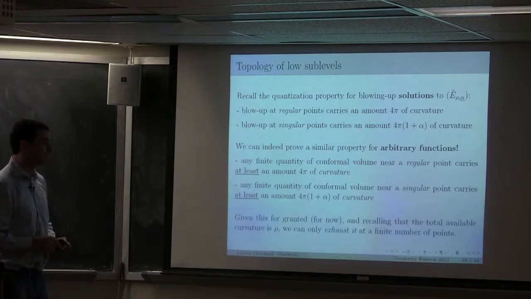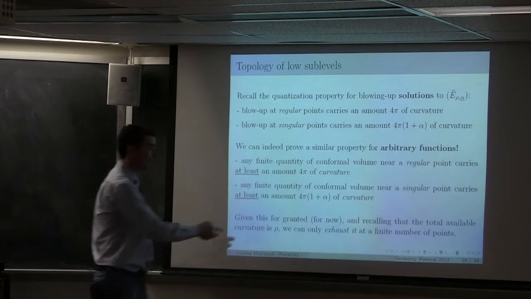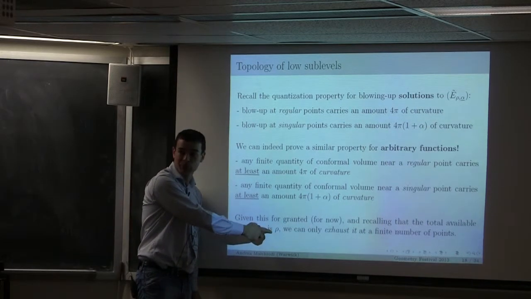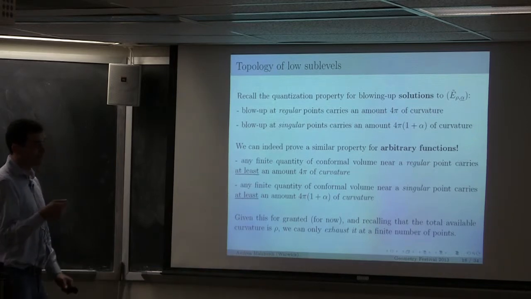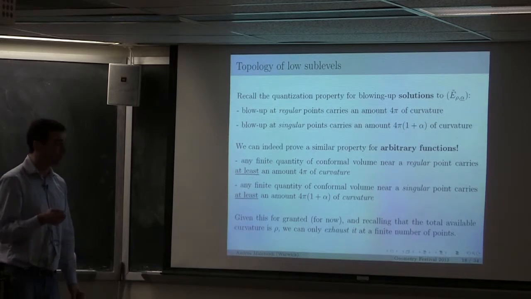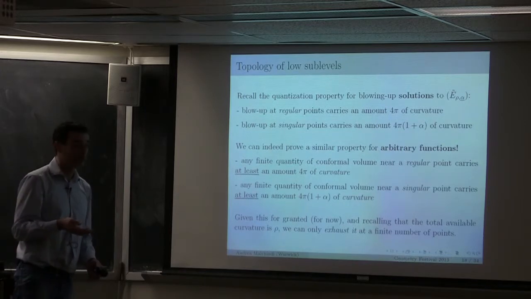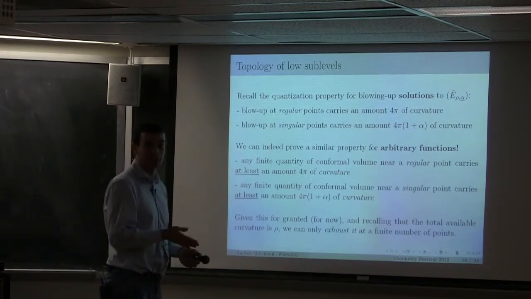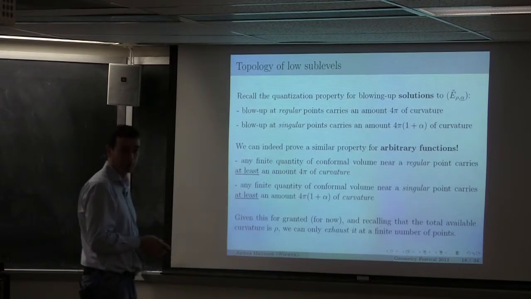And the general principle is the following. The total curvature which is available is rho, dictated by the Gauss-Bonnet formula. And if you keep adding volume at those regular or singular points, eventually you will exhaust all the available curvature, and you have to stick to finitely many concentration points. So that's the general principle, which I will try to illustrate.